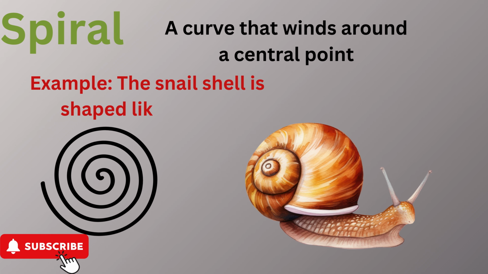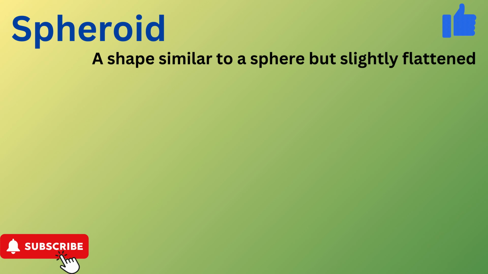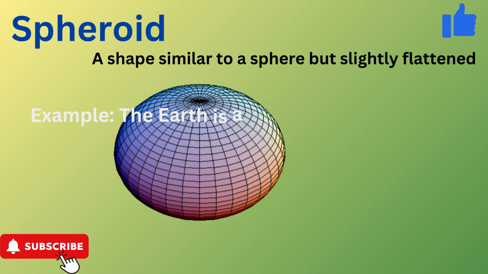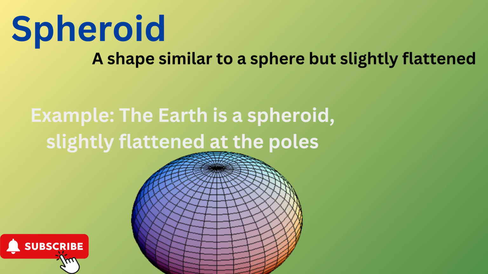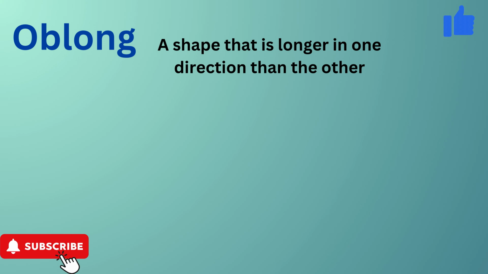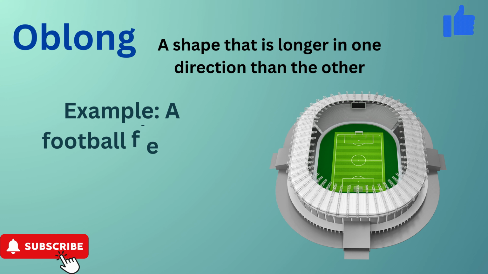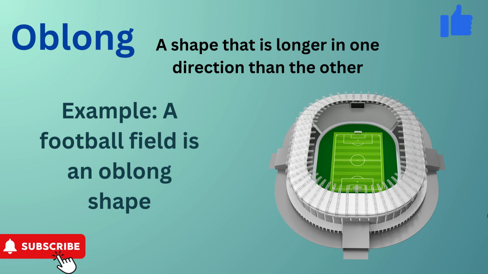4. Spiral, a curve that winds around a central point. Example, the snail shell is shaped like a spiral. 5. Spheroid, a shape similar to a sphere but slightly flattened. Example, the Earth is a spheroid, slightly flattened at the poles. 6. Oblong, a shape that is longer in one direction than the other. Example, a football field is an oblong shape.